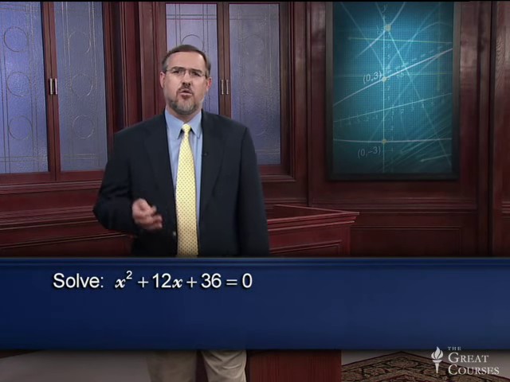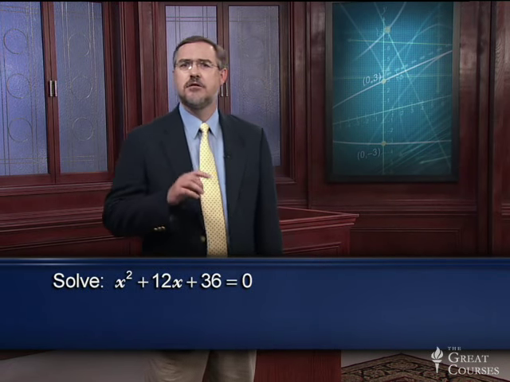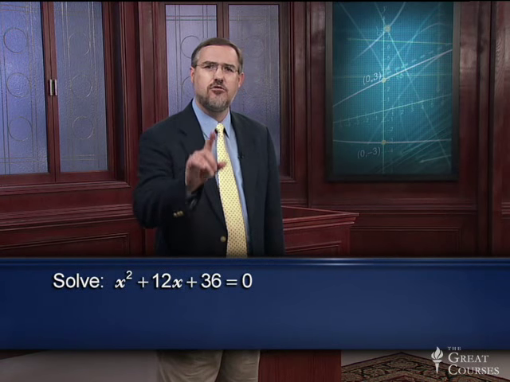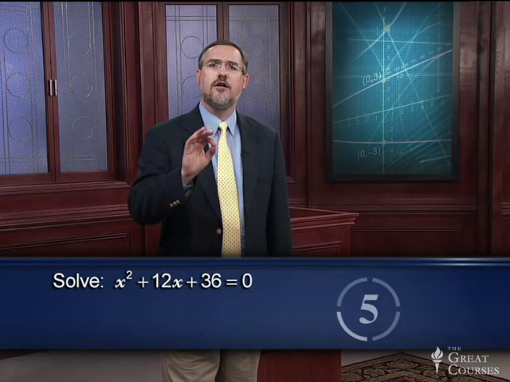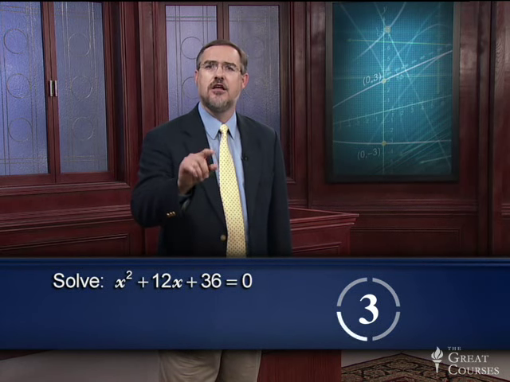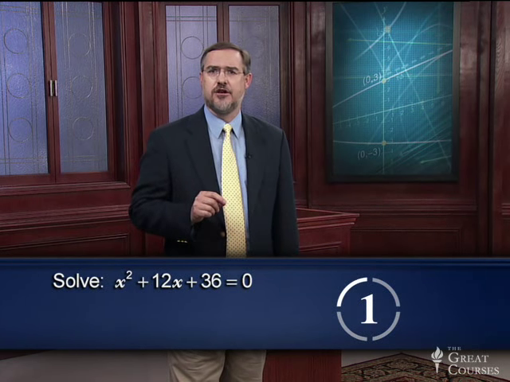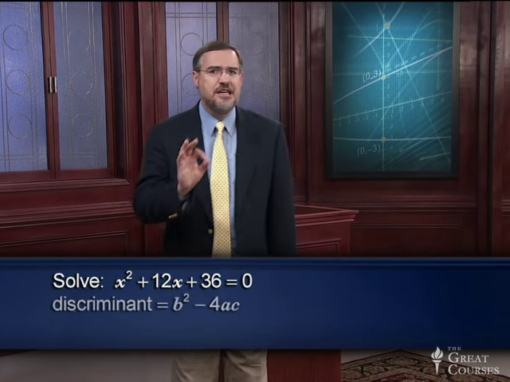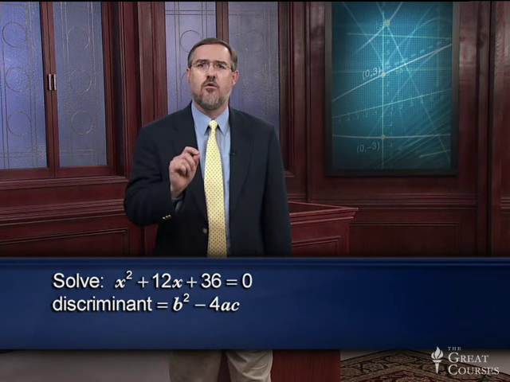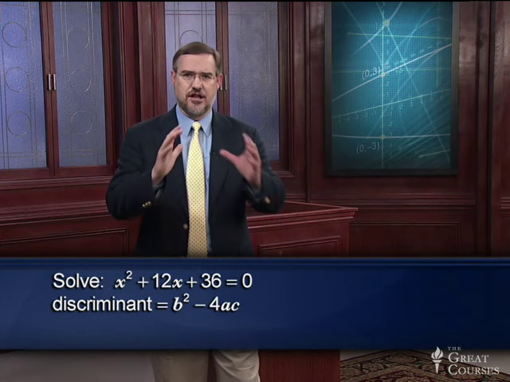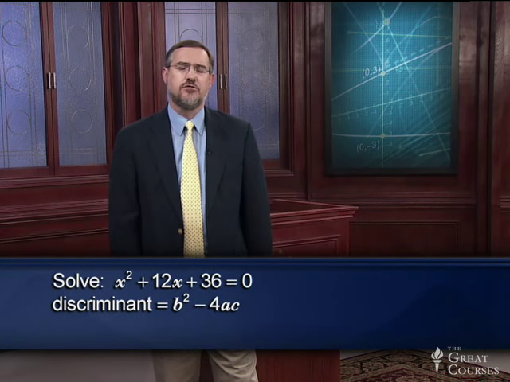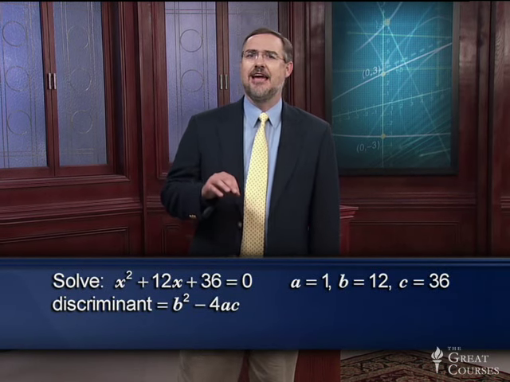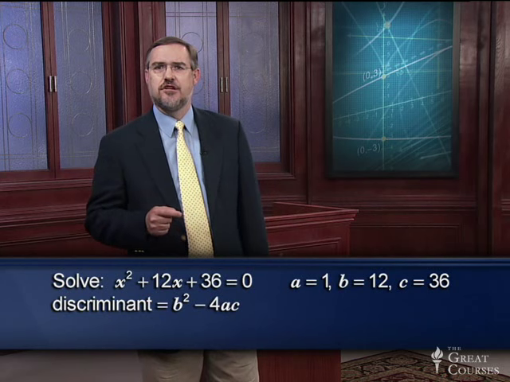Let's solve the equation x squared plus 12x plus 36 equals 0. And let me give you a quick task to do. Why don't you start by calculating the discriminant for that equation? Okay, the discriminant here, remember, is b squared minus 4ac. That's the quantity that's under that square root in the quadratic formula. B in this case is 12, and a is 1, and c is 36.